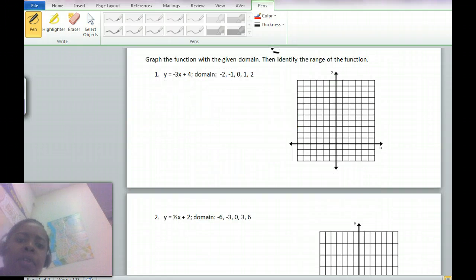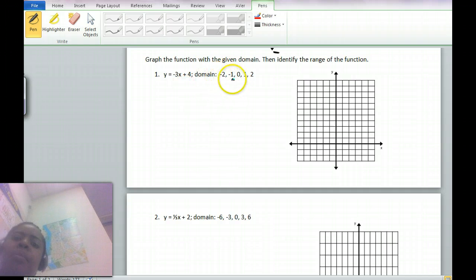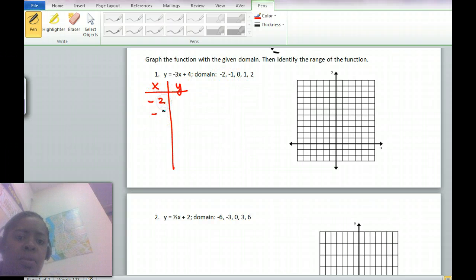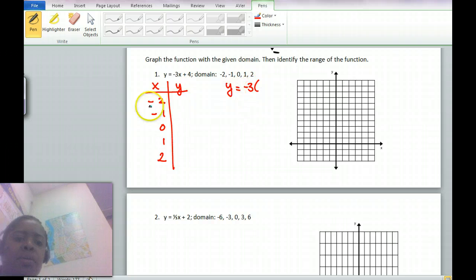Next one, graph the function with the given domain, then identify the range of the function. So domain, remember, that's your input values, and so if I were to make an xy table, my domain would be all of these numbers, so -2, -1, 0, 1, and 2. In order to complete this, I would need to plug in each value into my master equation right here. So y equals -3 times -2 plus 4. Then simplifying, I would get 6 plus 4, which is 10.